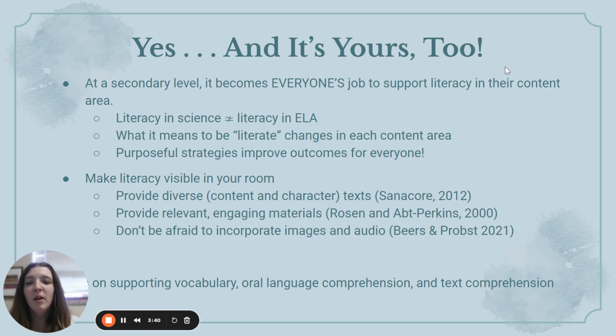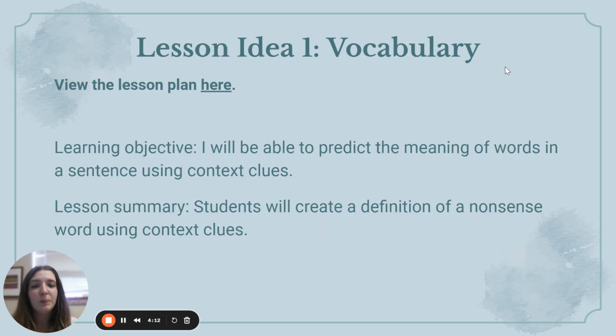So some simple things that you can do include making literacy visible in your room. That can be the types of text that you provide, making sure that they are relevant and engaging and showcasing different characters that students might connect to or not have heard of before. And then also don't be afraid to incorporate images and audio as opposed to just written texts. In your content area, you are probably going to want to focus more on vocabulary, oral comprehension, and then text comprehension.